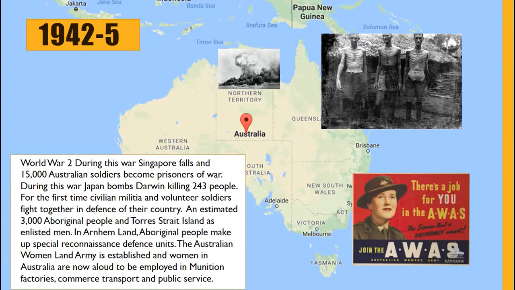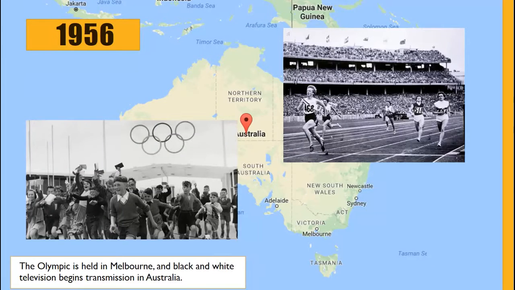An estimated 3,000 Aboriginal people and Torres Strait Islanders have also been included in the enlistment of men. In Arnhem Land, Aboriginal people make a special Reconnaissance Defence Unit. On top of this, during this time, the Australian Women's Land Army is established, and women in Australia are now allowed to be employed in more masculine-based factory work.